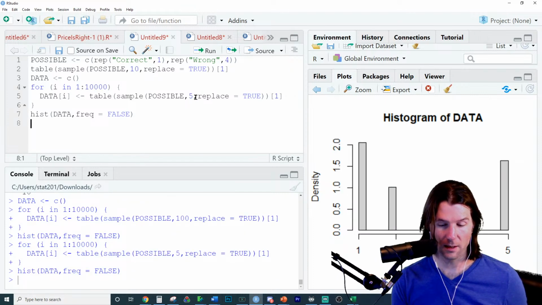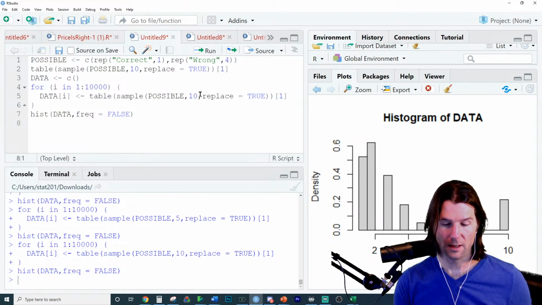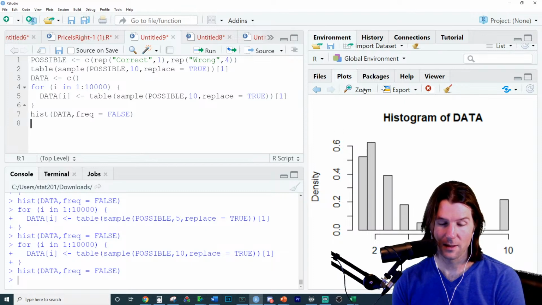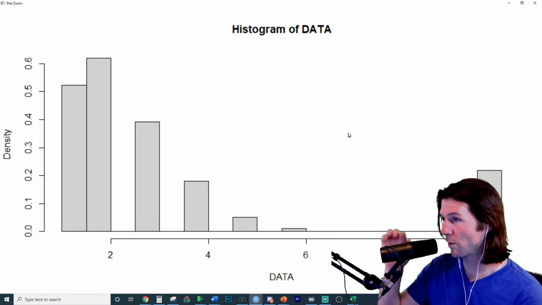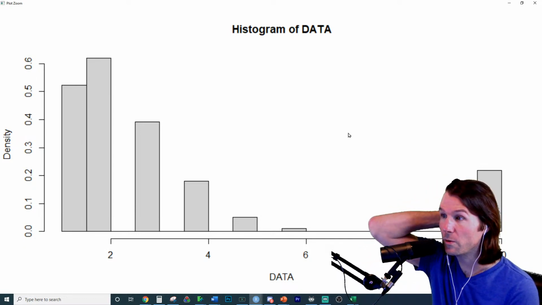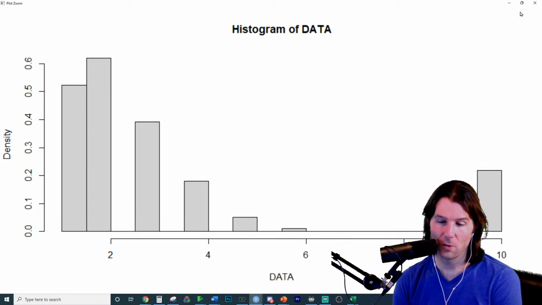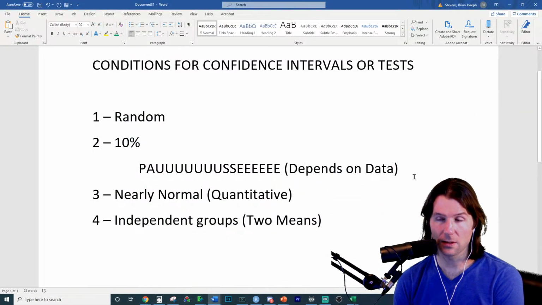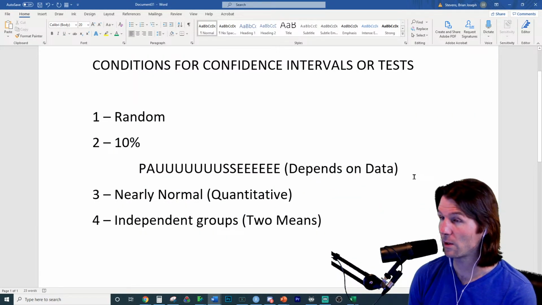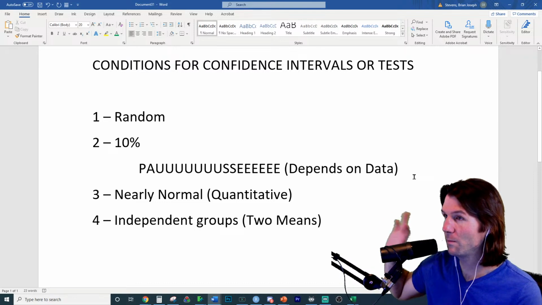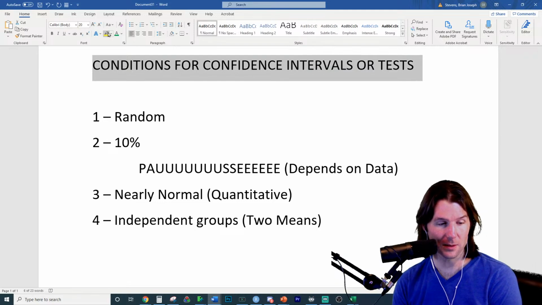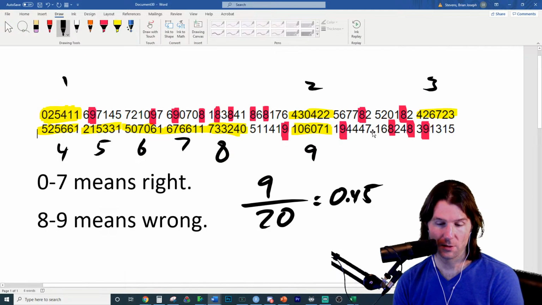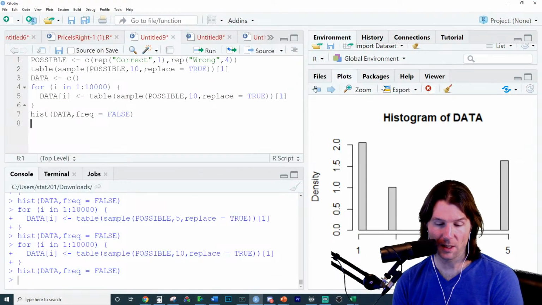We're seeing this visually right here, and that's an error with the way I'm doing it because of the way it's sampled. But because of this, we're not getting the correct shape of the data to use our tests. So these assumptions are super important. You have to meet these assumptions to do confidence intervals or tests, and if you meet them, your data probably looks like this.